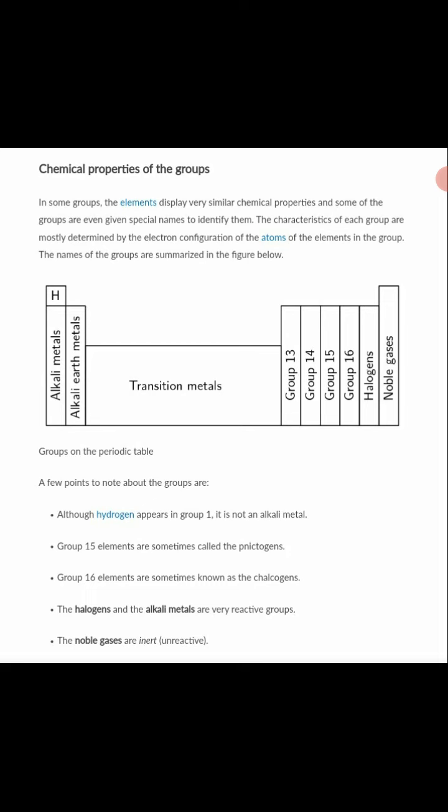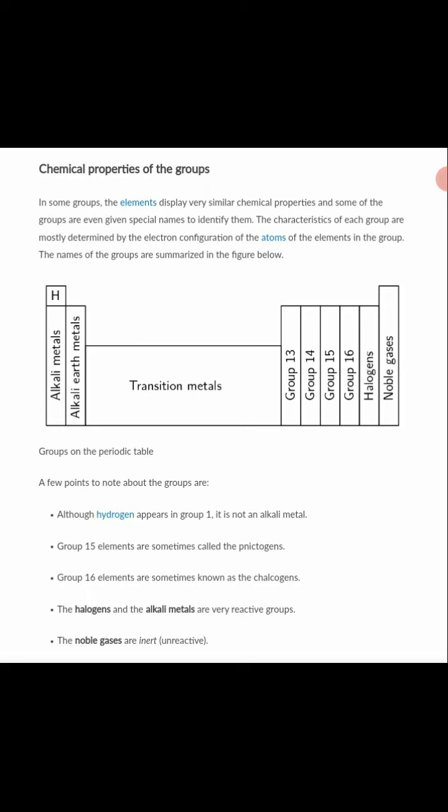The characteristics of each group are mostly determined by the electron configuration of the atoms of the elements in that group. So let's look at the names and the summary of the names of the elements in the figure below. All right. So groups on the periodic table. A few points to take note about the groups.